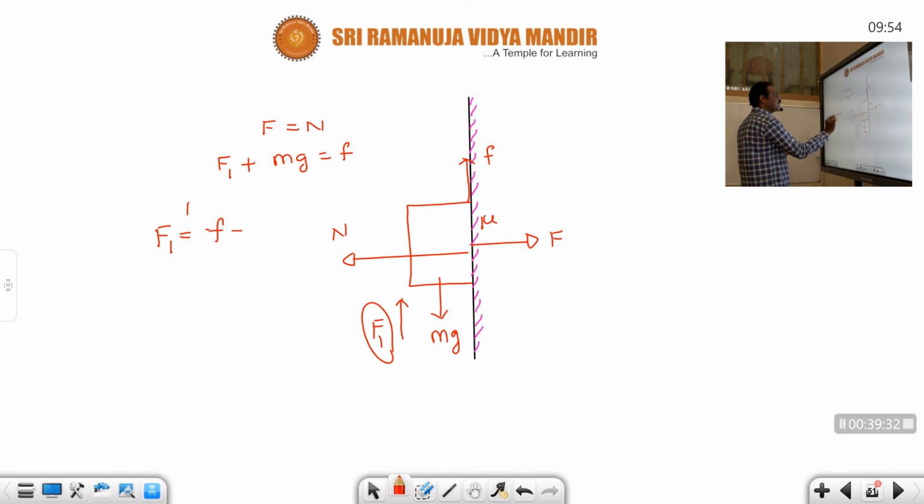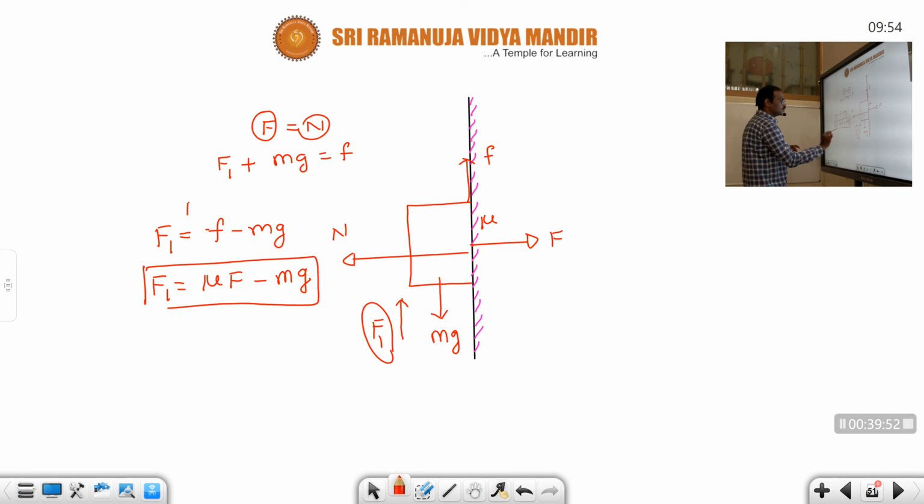F1 is equal to friction minus mg. Friction is mu into N, and in place of N the force F is there, so F1 is equal to mu F minus mg. This is the amount of force required to keep the body in equilibrium. This is the minimum amount of force required to keep the body in equilibrium.